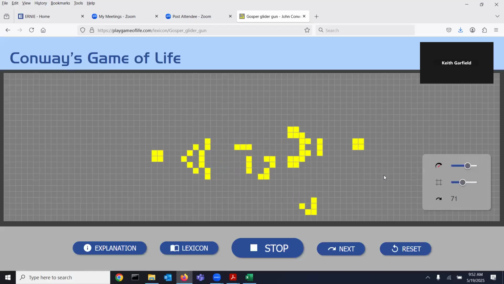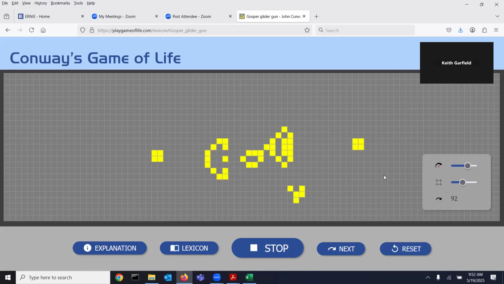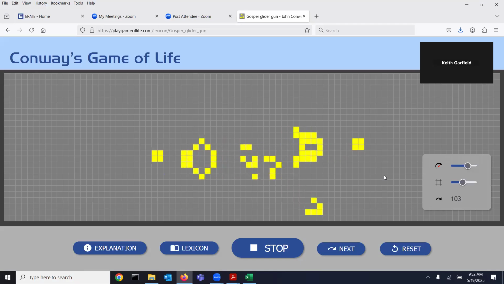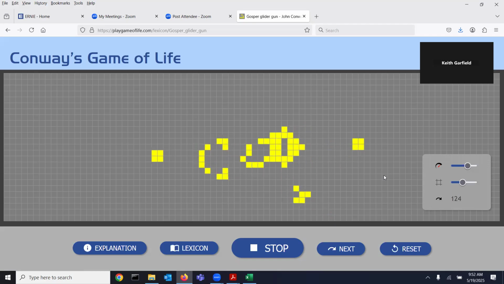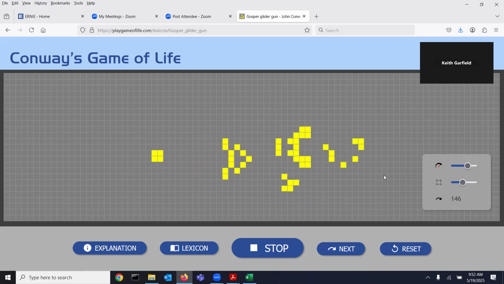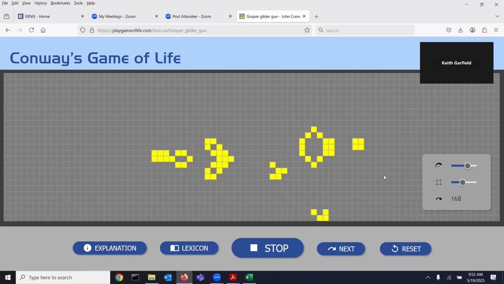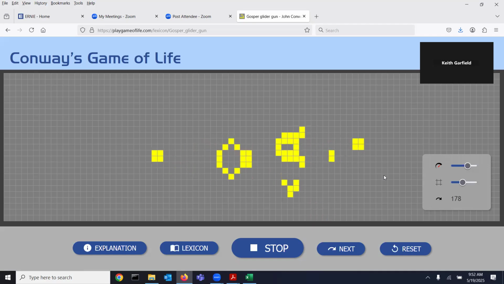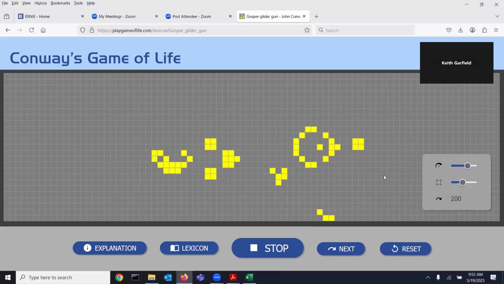Okay, so if you see what's happening here, this is a factory. And it's producing these sliders, and they go off down the screen here. But this factory will keep producing them forever. Now, again, not an obvious thing. Who would predict this stuff? This is emergent behavior that is very difficult to predict.